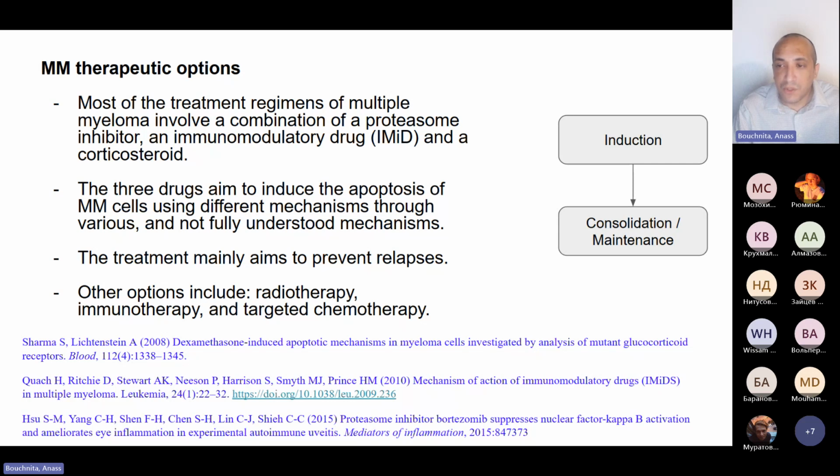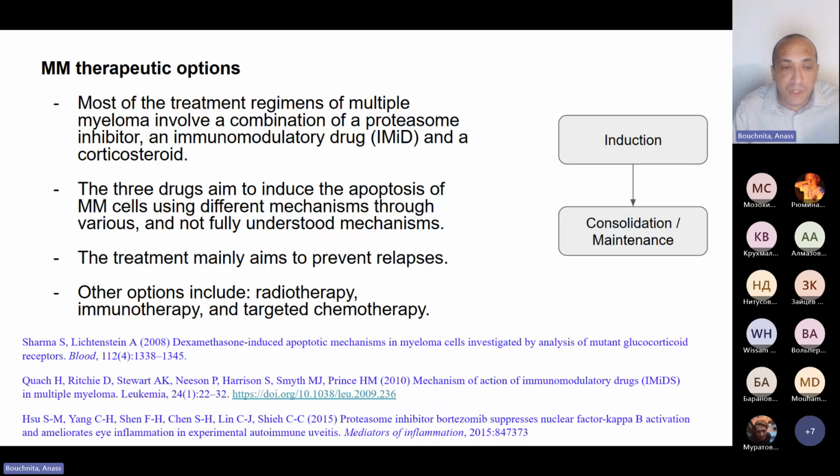So consolidation treatments are also intensive, and maintenance treatments are low dose, but with different treatments. And the objective is to prevent relapses. So the objective is to keep the number of cells low and to prevent the development of high symptoms, and to basically increase the life span and prevent the evolution of the disease.